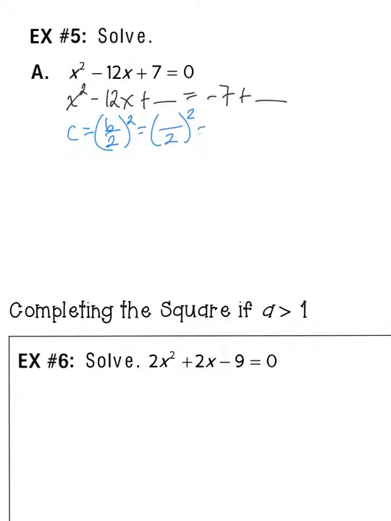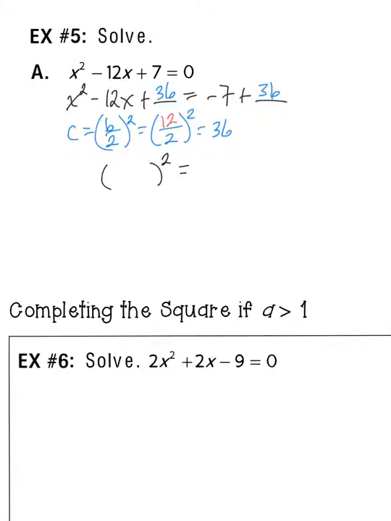All right, so my B right now is 12. So 12 divided by 2 is 6. 6 squared is 36. So I'm putting a 36 here and a 36 there. So what I have done is create this perfect square trinomial here, which should factor into a squared binomial. So again, I don't have to test it because I created it.